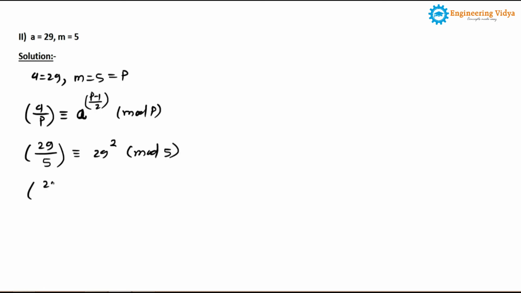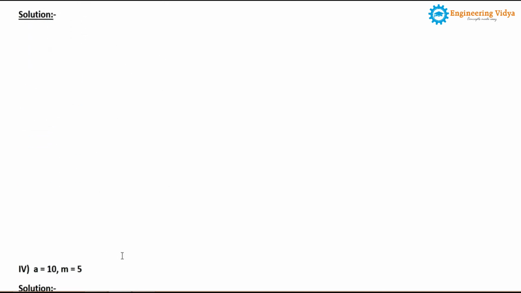So here 29 and 5, this is not a divide by, right? It is called the Legendre symbol of 29 and 5, which is congruent to 29 squared. If you calculate 29 squared, we get 841, and 841 mod 5 is nothing but equal to 1, right? So the Legendre symbol of 29 and 5 is equal to 1. So this is the second problem.